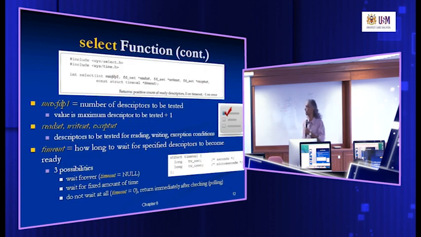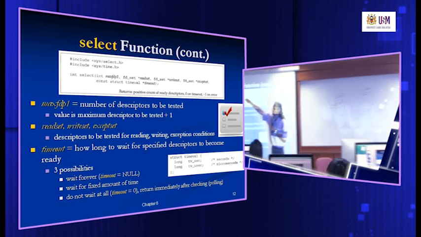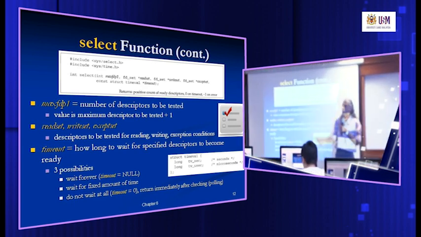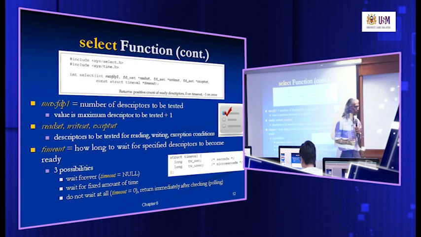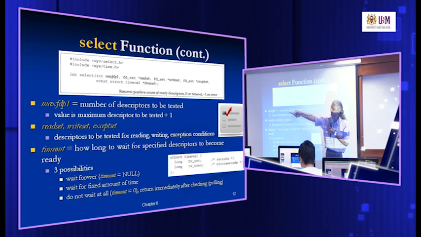So this is what the select function looks like. We have the maximum sockets we want to monitor, how many sockets we want to monitor. That's maximum FD plus 1, the maximum number of descriptors we want to be tested. So it is always normally maximum socket plus 1.